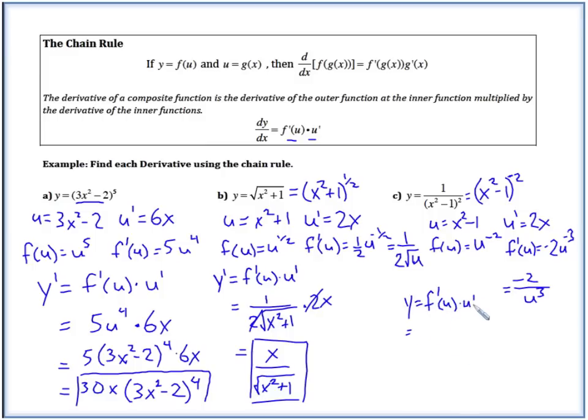And then we're going to substitute everything in. So f prime of u is negative 2 over u cubed. And we're just going to substitute u in here: x squared minus 1 cubed, times u prime, which was 2x. And then we'll simplify here. So negative 2 times 2x is negative 4x. And this is all over x squared minus 1 cubed. Alright, so that is the basic process of using the chain rule. Let's move on.